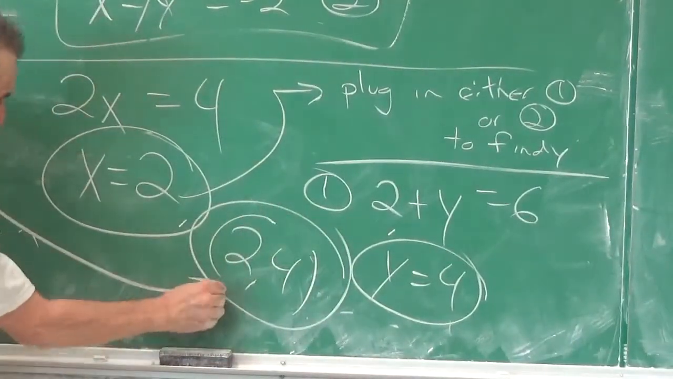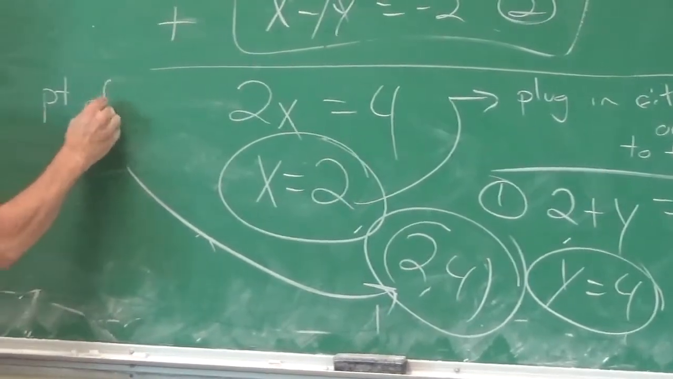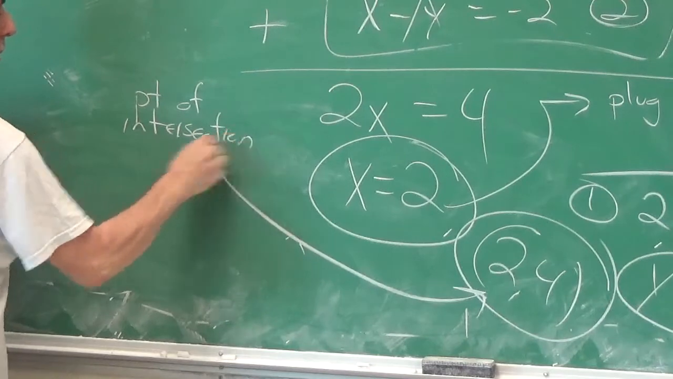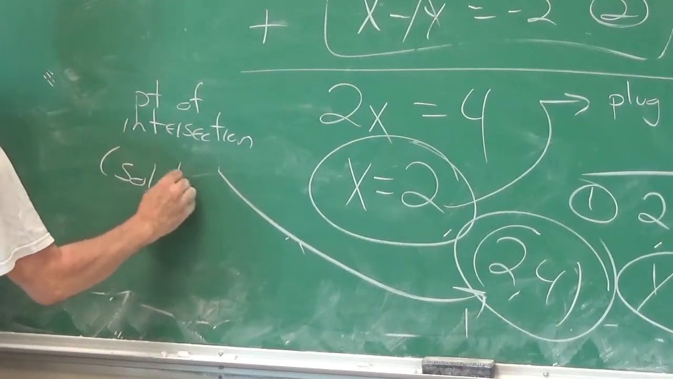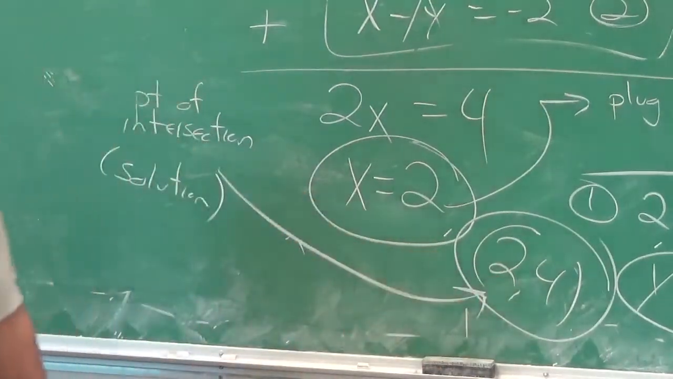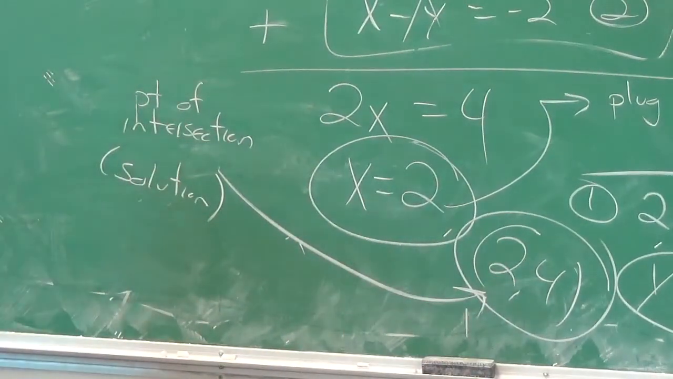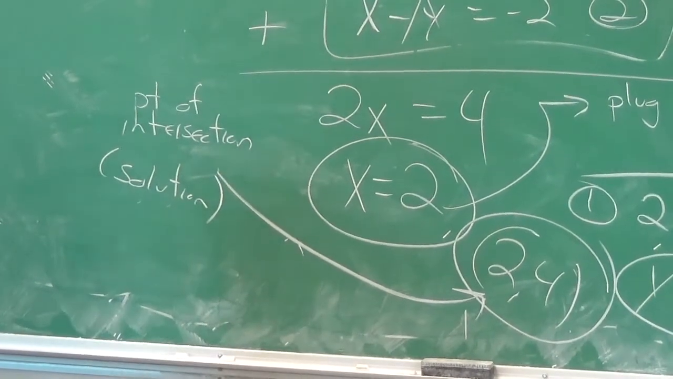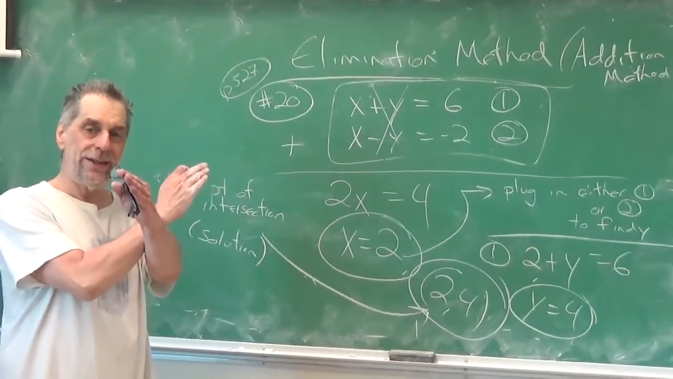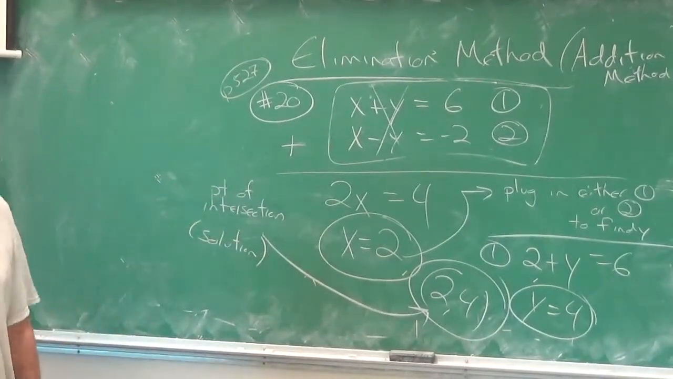That's my solution. That's the point of intersection of those two lines. If you were to graph those two lines, you'll see that they intersect at the point 2, 4. So this is an example, again, of a system of equations that has a solution. So they are two lines intersecting, and the solution is the point of intersection.